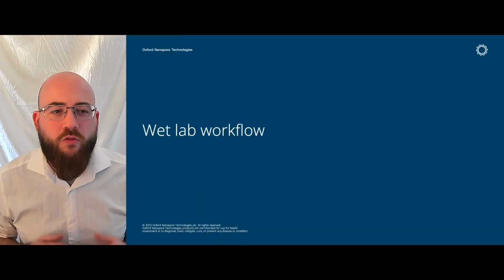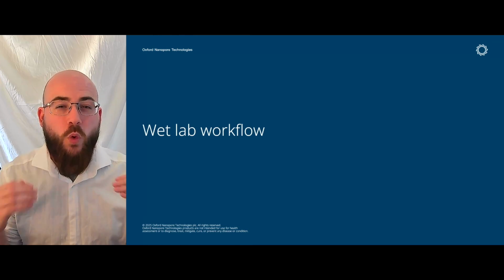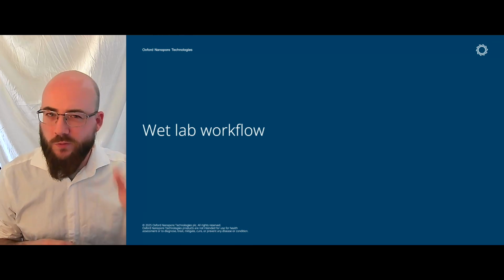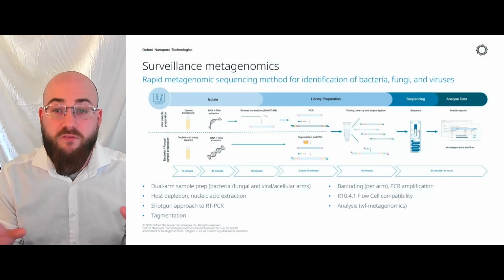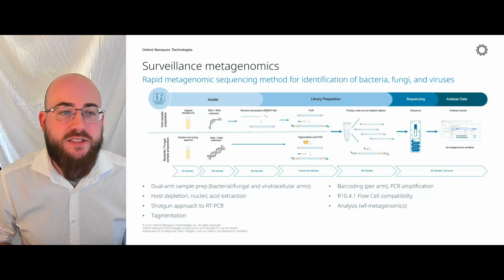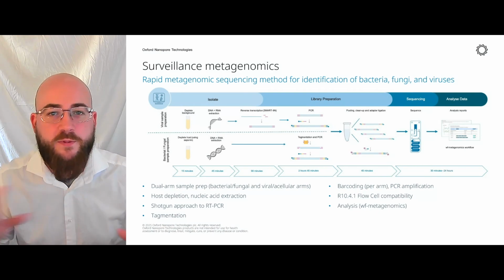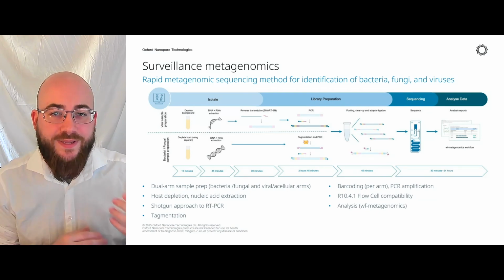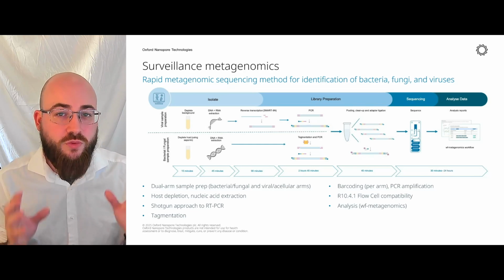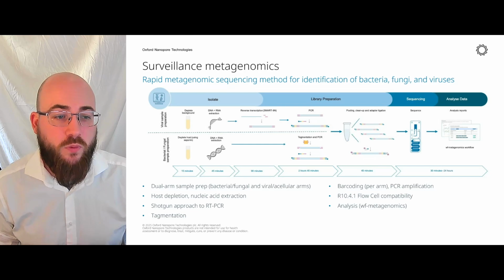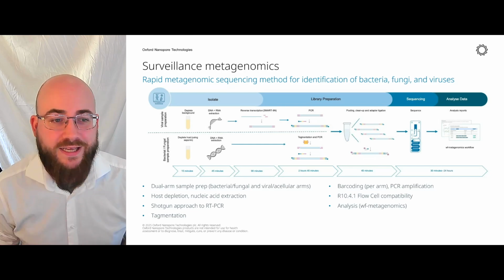So now we're going to look through that wet lab workflow. I'm going to walk you through all the steps, all the reasoning behind each of the steps as we go through. So here's an overview, right? This is surveillance metagenomics. Here's our pathway from sample to result. We're going to be splitting our sample in two, you'll see here. There's two paths, two arms. It's a dual arm approach, and that's going to be really important for a few reasons that we'll discuss later.